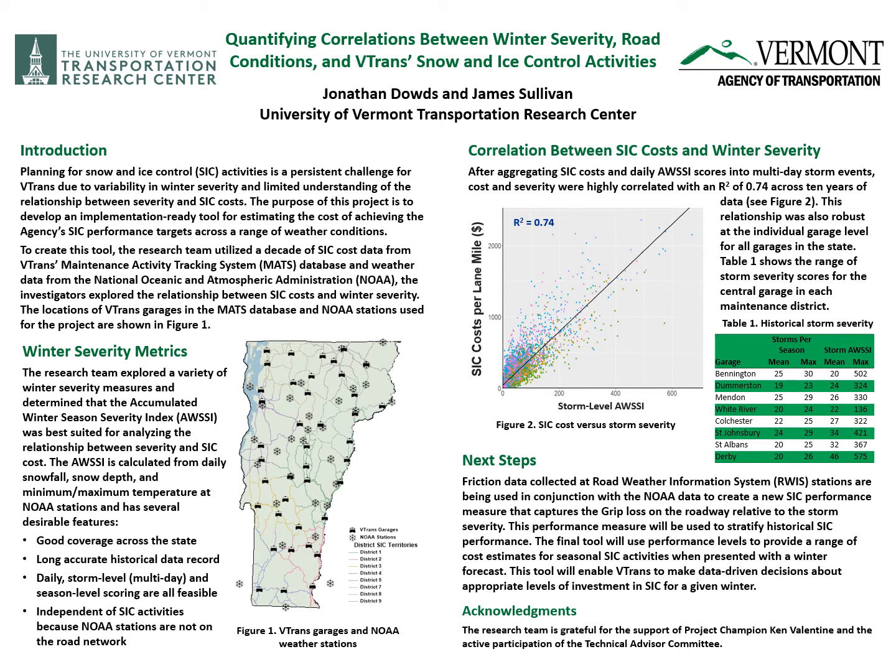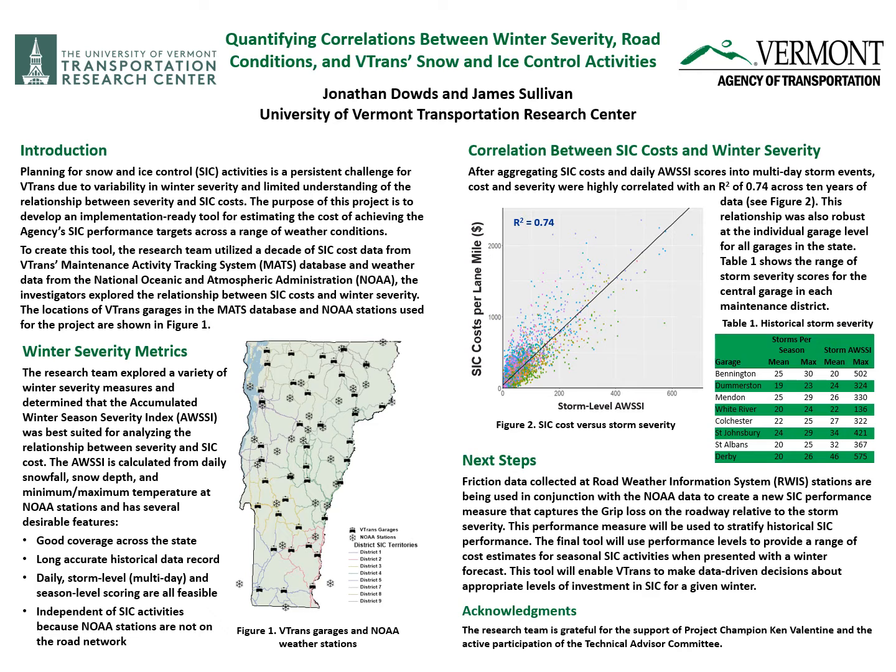Historically, planning for snow and ice control activities, and especially budgeting for those activities, has been challenging due to the wide range of winter severity that we see from year to year, and a limited understanding of how quantitatively snow and ice control costs and snow and ice control severity relate to one another. So the purpose of this project was to develop a tool for estimating the cost of achieving the agency's snow and ice control performance targets given a range of weather conditions.